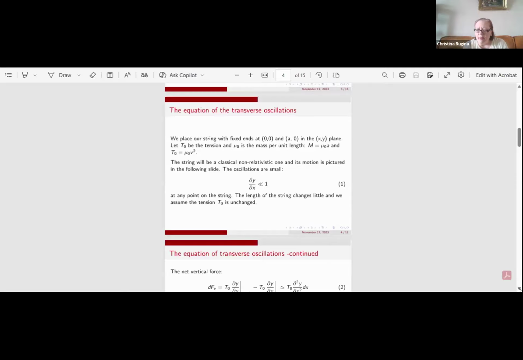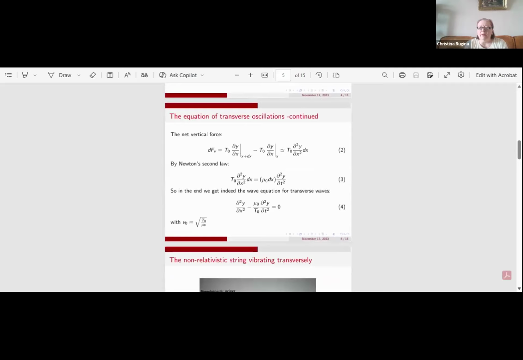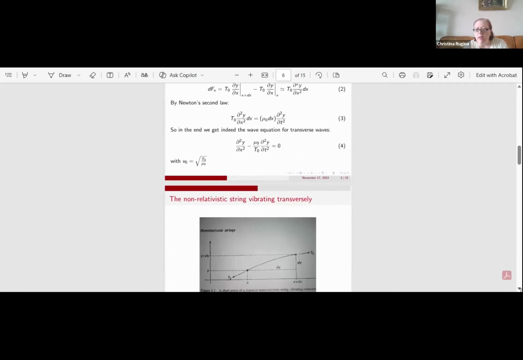And then we go further, and we want to project on the net vertical force. So we have the tension acting. We assume there is no gravity acting on the string. So the only force that actually acts on the string is its tension. So if we look a little bit further, we can actually see equation 2.